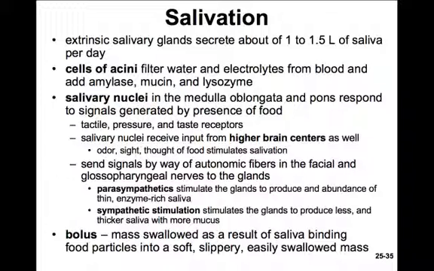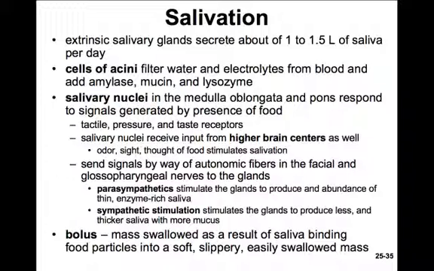There are salivary nuclei in the medulla oblongata and the pons. These respond to signals generated by the presence of food inside the mouth, either the tactile or the pressure of food, and then taste receptors. They receive also input from higher brain centers with odor and sight and thought of food. All of these things stimulate salivation.